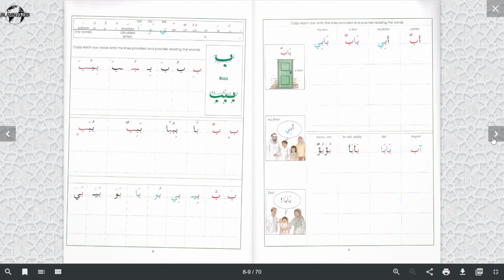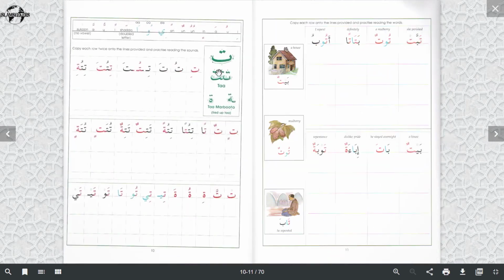Page 10. The letter ta. Note the shape of the tied-up ta at the end of some words, known in Arabic as ta marbuta.